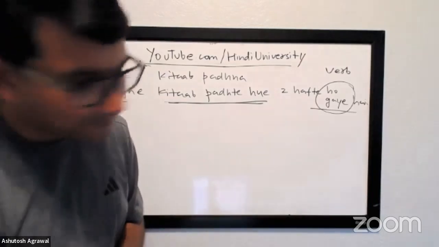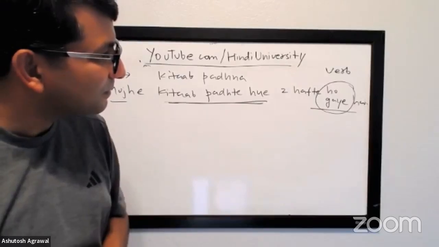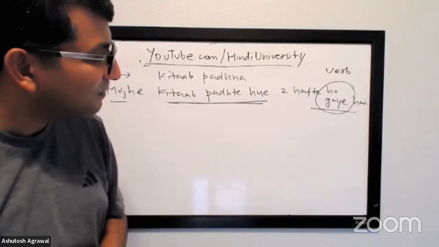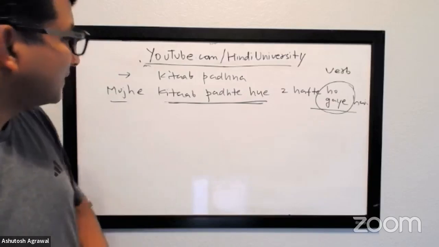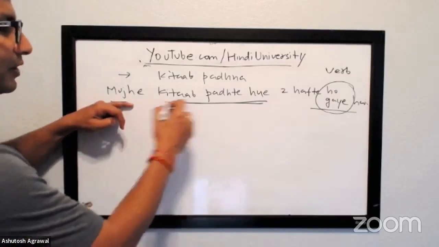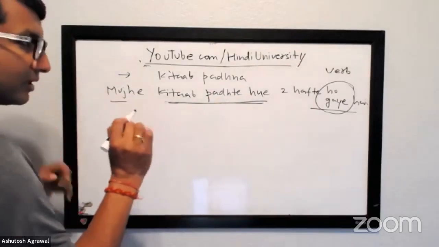Because in English we say, it's been 2 weeks since I've been reading this book. I keep wanting to go with the time element first. Can that be reversed? Can you say "do hafte ho gaye hai" before "kitab padhte hue"? Yeah. So, मुझे 2 हफ्ते हो गए हैं किताब पढ़ते पढ़ते. You can say that.